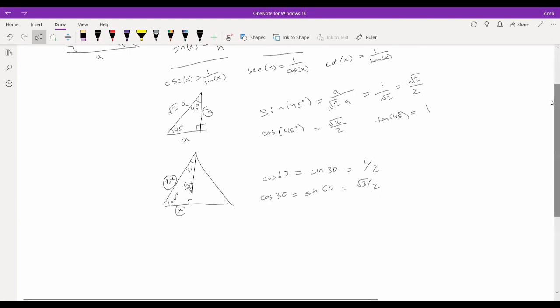So finally, we can also get the value of tangent. So tangent of 60 would equal sine of 60 divided by cosine of 60, which gives you the value of root 3. And similarly, tangent of 30 would give you 1 over root 3, or root 3 over 3.